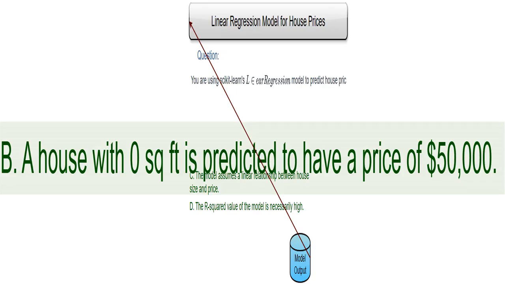I can tell you that this statement is false. The R-squared value, which measures how well the model fits the data, isn't necessarily high just because I have the intercept and coefficient. The R-squared value is a separate metric calculated from the model's predictions compared to the actual data. So even a model with an intercept and coefficient will not guarantee a good R-squared.